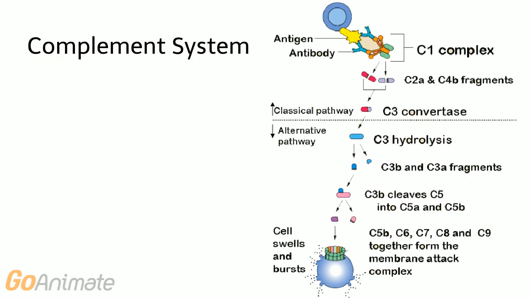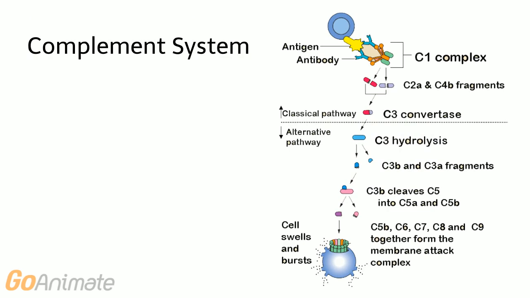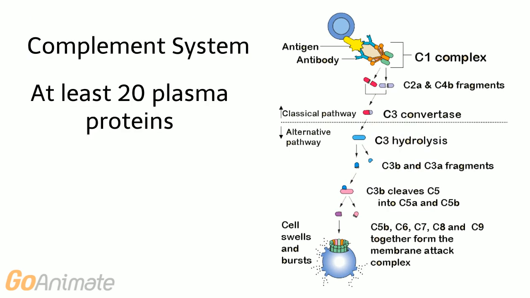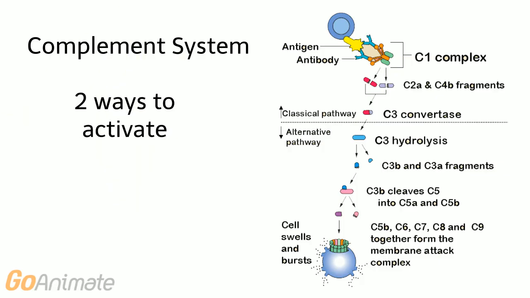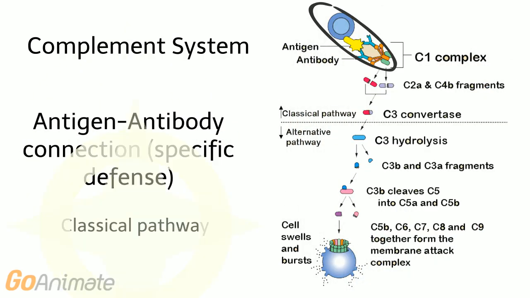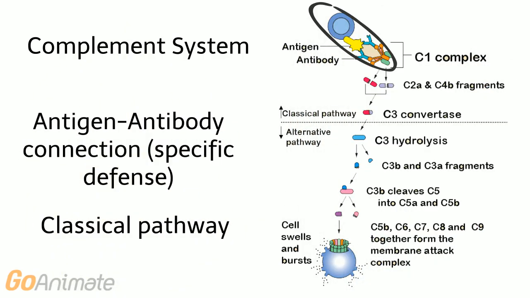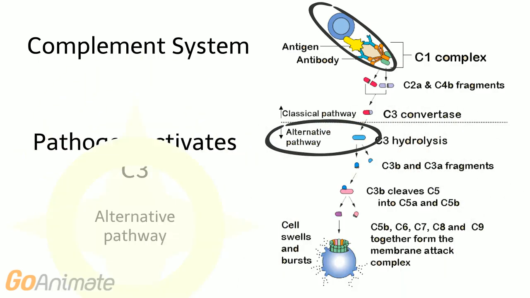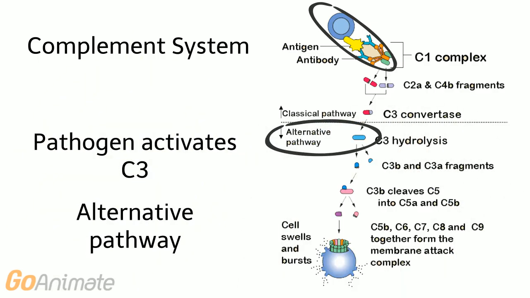The complement system is also a form of innate immunity. The complement system contains 20 plasma proteins that, when activated, can kill pathogens. There are two ways to activate the complement system. One way is through an antibody-antigen connection. This is called the classical pathway and is part of specific defense. The other is direct activation of the C3 complement protein by a pathogen. This is called the alternative pathway and is part of innate immunity.